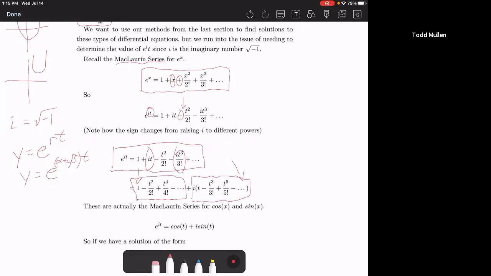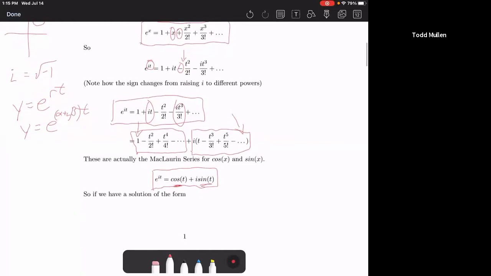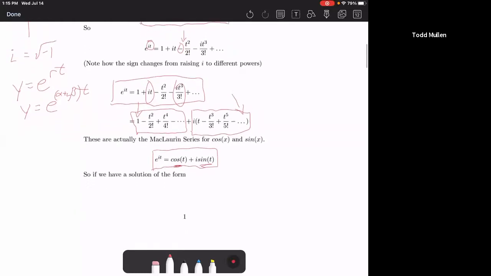What you may recognize is that these are familiar series. These are actually the series for cos of t and sine of t. So e to the it is actually equal to cos of t plus i times sine of t. Now, can we make any use out of this?